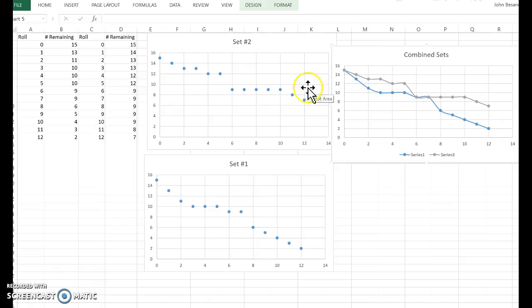So it was really kind of fun that we did this to show the exponential decay, and it was just scatter plots.